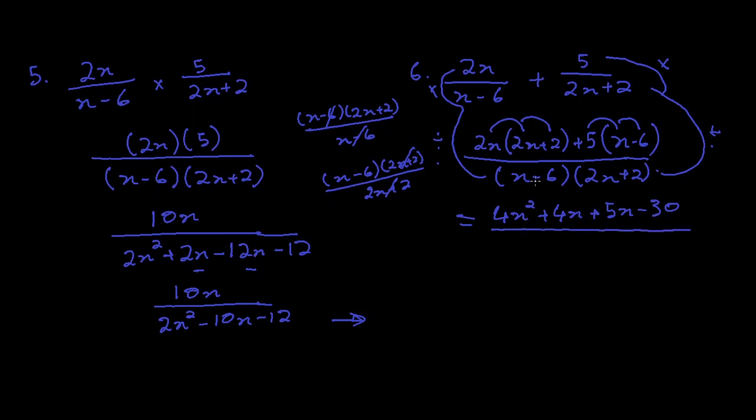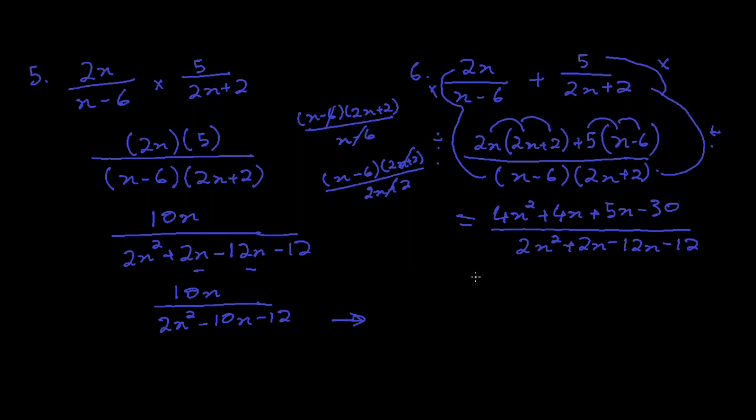Then all over, you FOIL this. Yes, you use the method that I taught you earlier in the video. So it's x multiplied by 2x, it's 2x squared. Then this x will multiply the 2 there, it's plus 2x. Then this negative 6, you multiply it by the 2x here, it's going to bring you to minus 12x. Then this negative 6, you multiply it by the 2, it's going to bring you to minus 12.